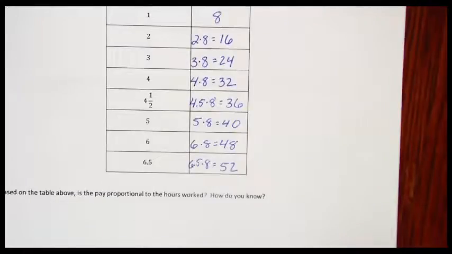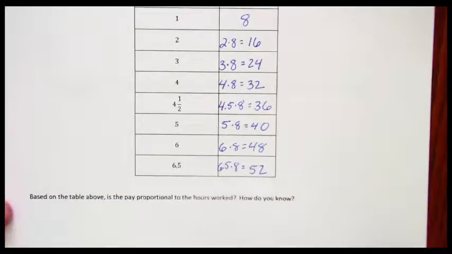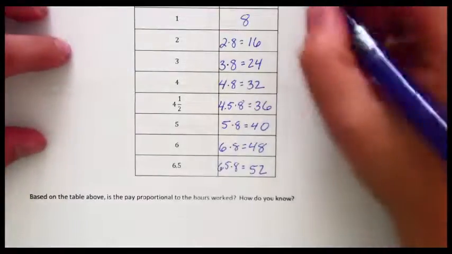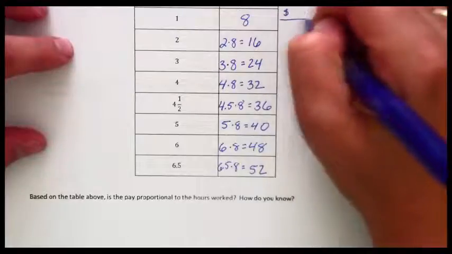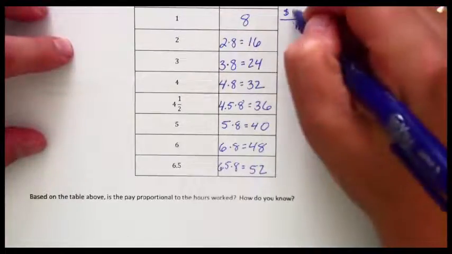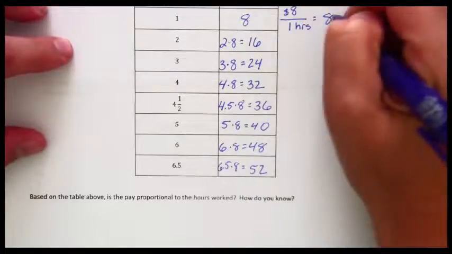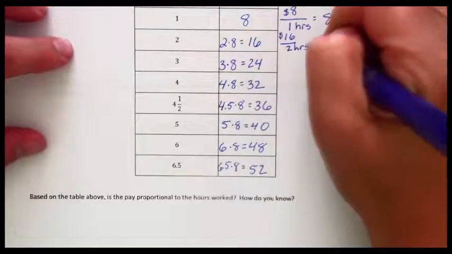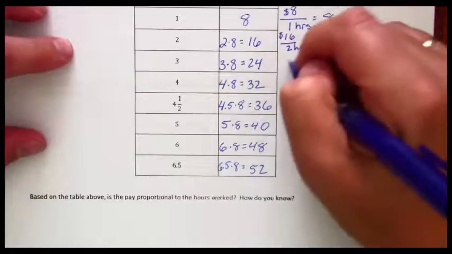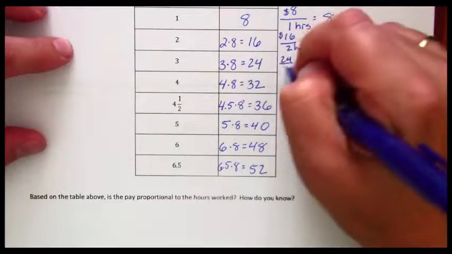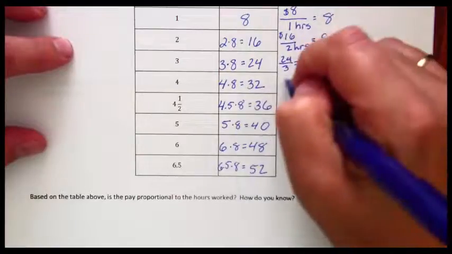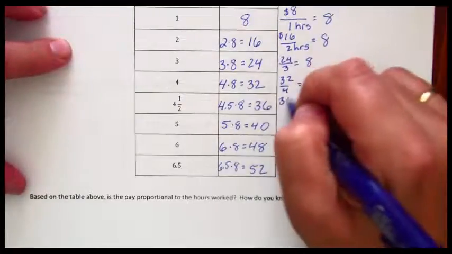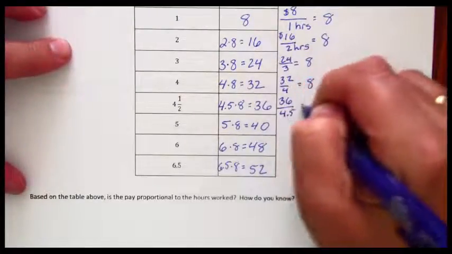Now in this table, we can tell that the pay is proportional to the hours worked because we can find the value of each one of these ratios. If we find the dollars per hour for each of these, $8 for 1 hour is 8, $16 for 2 hours, 16 divided by 2 is 8, 24 divided by 3 is still 8, 32 divided by 4 is 8, 36 divided by 4.5 is going to be 8.